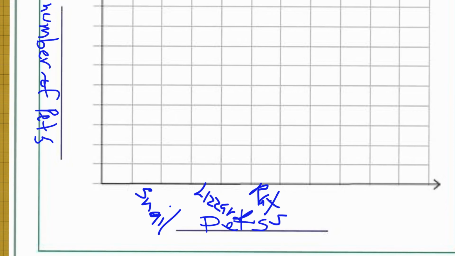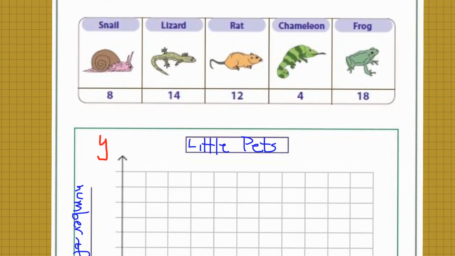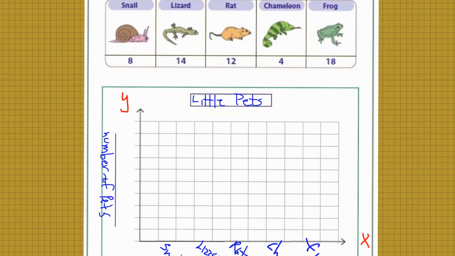Man, these are some really kind of gross pets. Chameleon and frog. Wow. Okay, so I'm going to call this chameleon. Can I just say cam? And frog over here at the end.